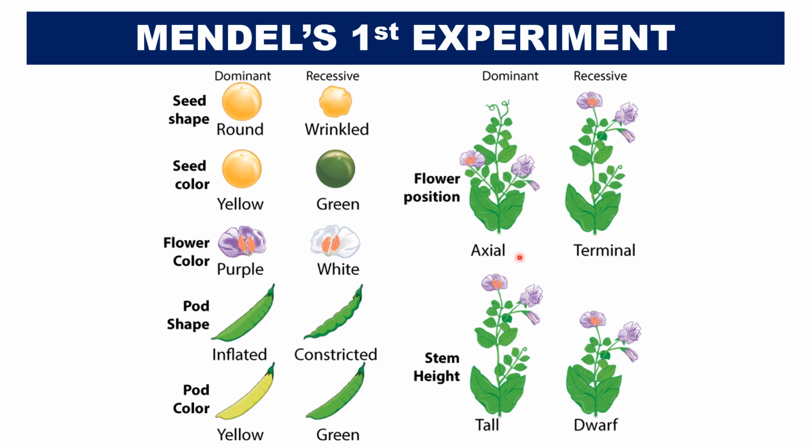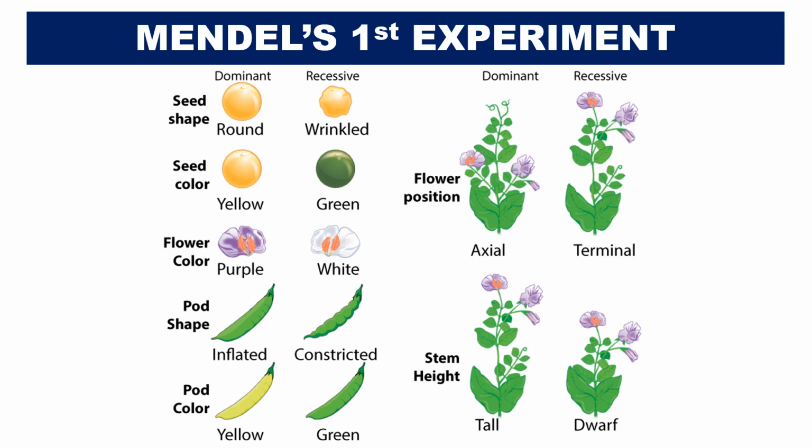When we say axial, it means that the flowers are growing out of the leaf angle or near the stem, while terminal means that the flowers are at the ends of the stem and branches. For the stem height, we have tall and dwarf or short.